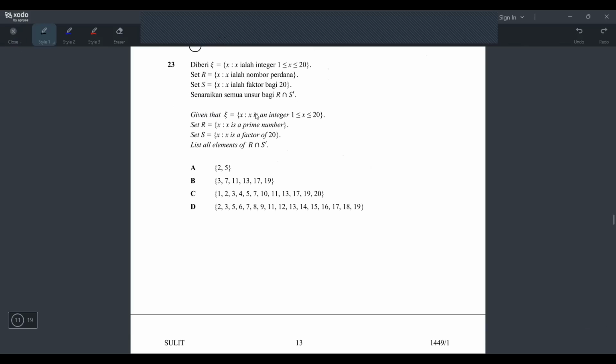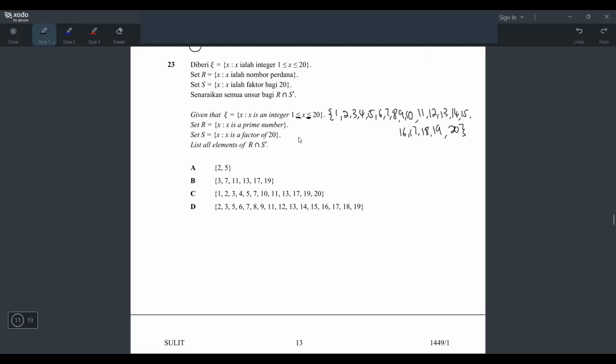23. Given that universal set X is an integer between 1 and 20, straight away convert to set notation. This one we call it set description. How to write set notation? List down all the elements. 1 included, 20 also included because they put a line here. So 1, 2, 3, 4, 5, 6, 7, 8, 9, 10, 11, 12, 13, 14, 15, 16, 17, 18, 19, 20. So these are all the elements inside the universal set. The 1 and 20 are included because they put the line here. If they put the line here, it means include. If they never put, then don't include the number.